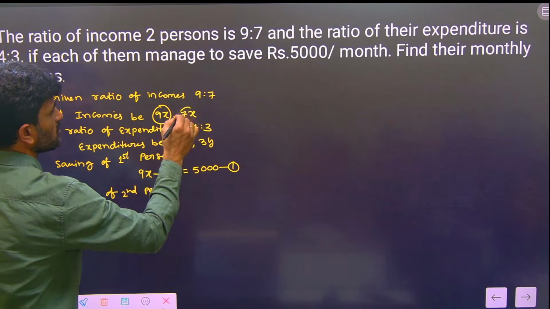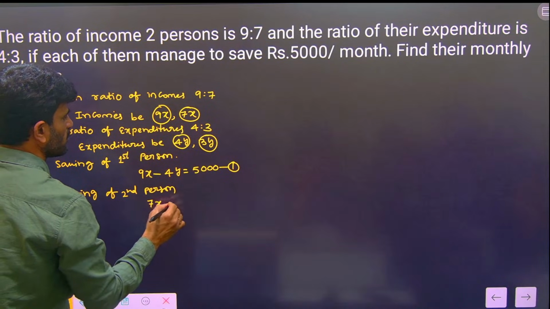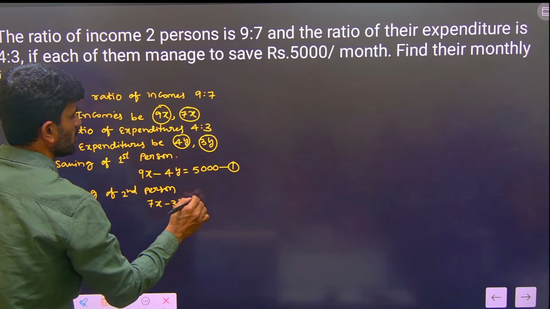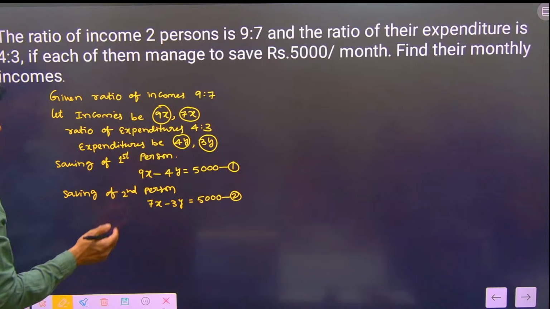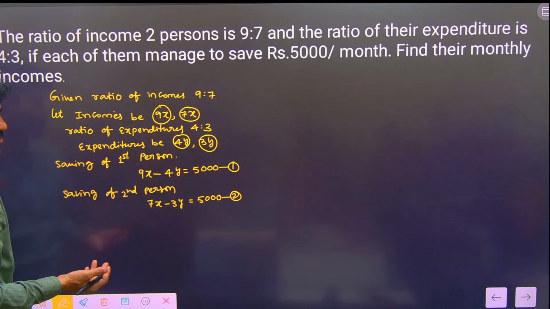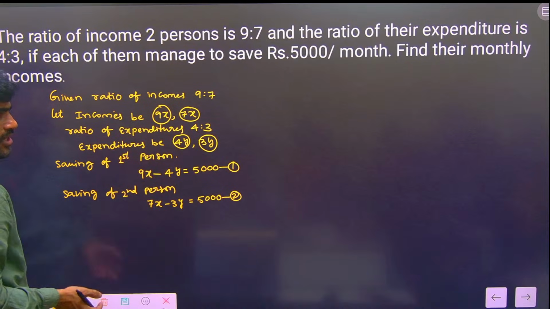There also, the second person's income is 7x and expenditure is 3y. So 7x minus 3y is equal to 5,000, equation 2. Now, elimination method or substitution method, we have to do. We can follow the elimination method. We cannot just add and subtract like before.